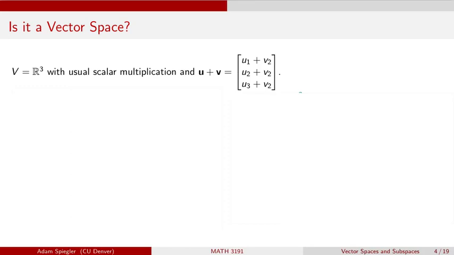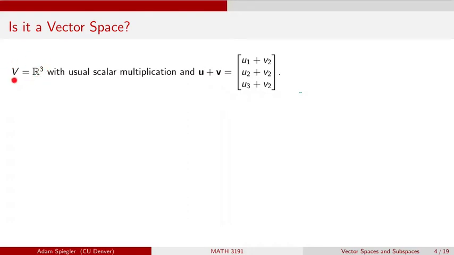Okay, welcome everybody. So let's continue taking a look at some examples of sets of objects along with operations addition and scalar multiplication to see whether they satisfy the axioms for a vector space. So in this video, we'll consider V, our objects are going to be vectors in R3. And so if we use the regular vector addition and scalar multiplication, this is going to be a vector space.